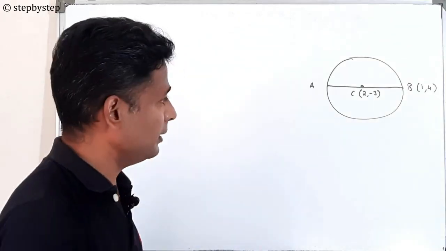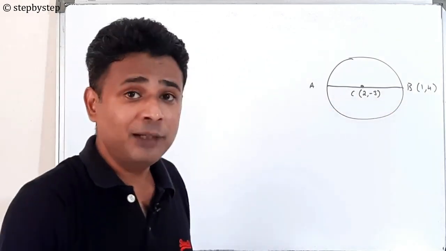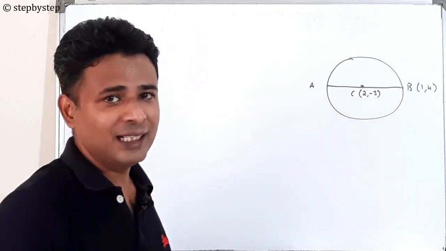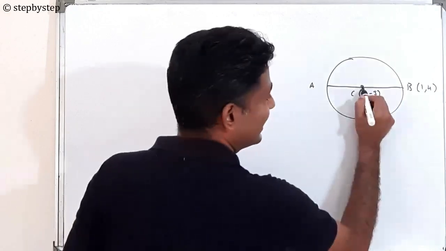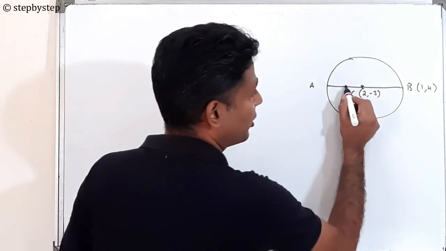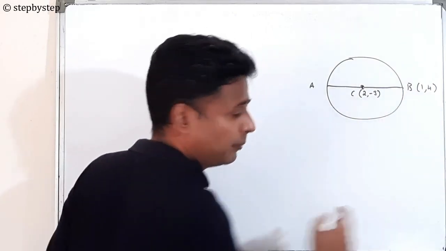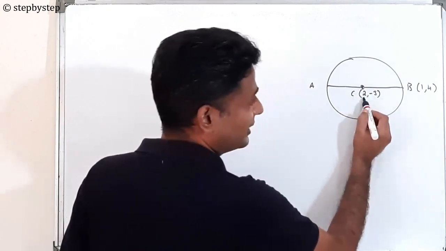Now the second question, they have told you to find the coordinates of A, where AB is the diameter of a circle with center C(2,-3). Very easy problem. How will you find A? Now first of all, this is the diameter, which means the center will be the midpoint. Why? Because this side is equal to this side. Both are radius. And since it's a diameter, it's a straight line. So C is the center. So this is the midpoint.